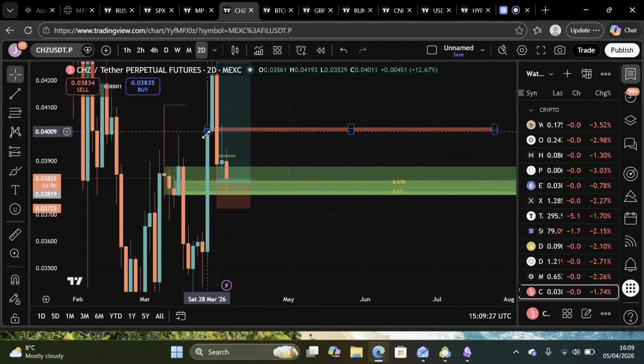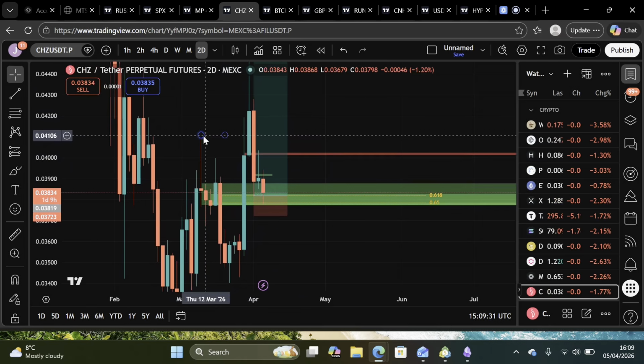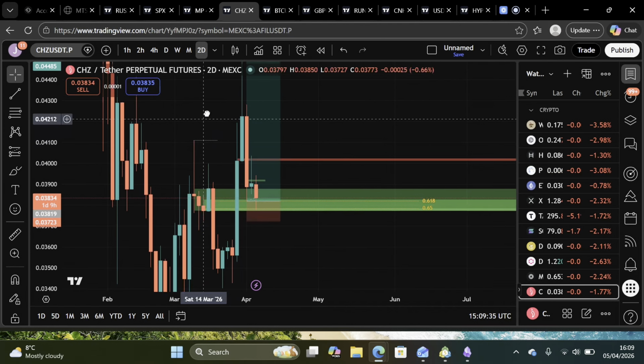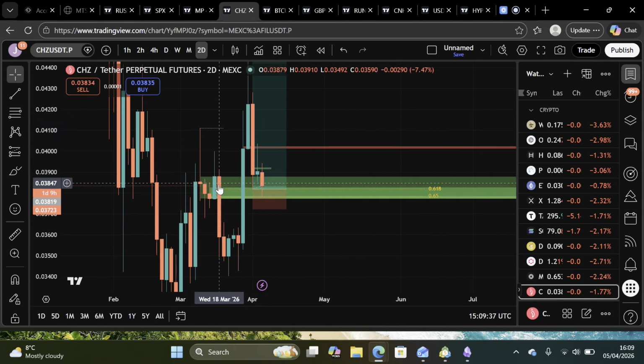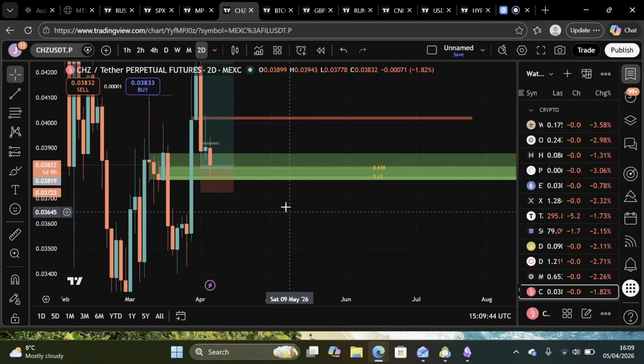Price ran up, ignored that level. We got our close past. Here's our previous swing high here. We got a candle body close past our previous swing high. And then we retraced into this 2-day hidden order block or 2-day breaker block zone. Okay, so I found a 2-day hidden order block. Great, I've marked that out.